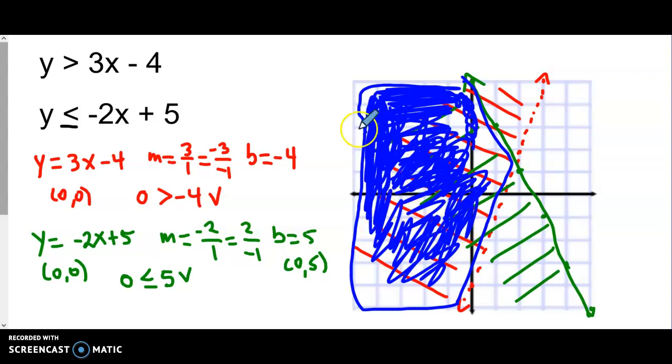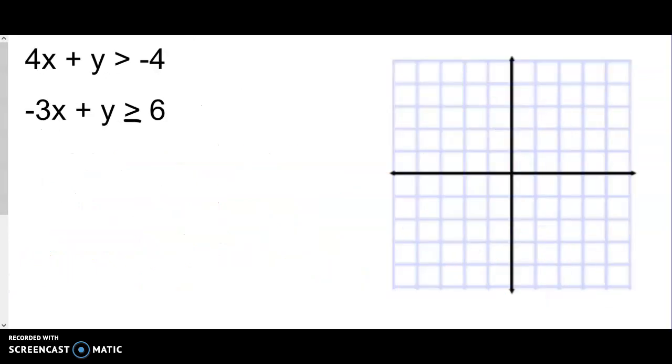So if I choose any point in here, it should be working for both. For example, this point is shaded for both, and this point is negative 2, 0. Let me test it. In the first one, I'm getting 0 is greater than negative 10, which is true. And in the second one, I'm getting 0 is less than or equal to 4 plus 5, 9. Yes and yes. True statements. Unlike the other side, where if I choose a point here, it will not work for either of them. Let me take you to the second example.